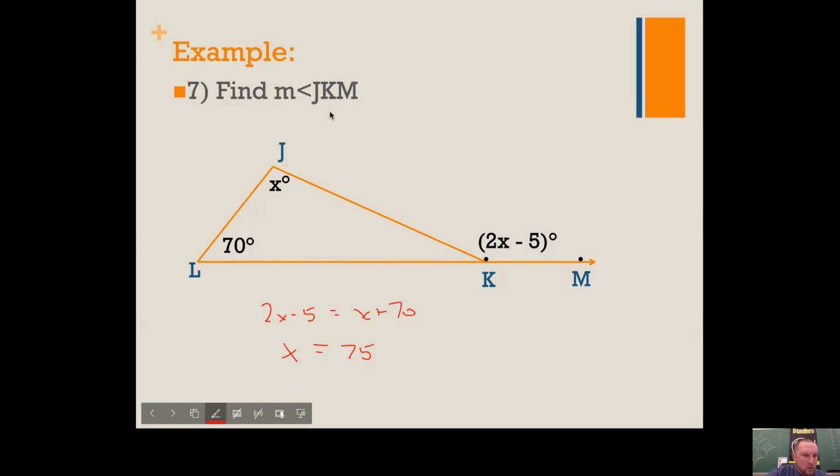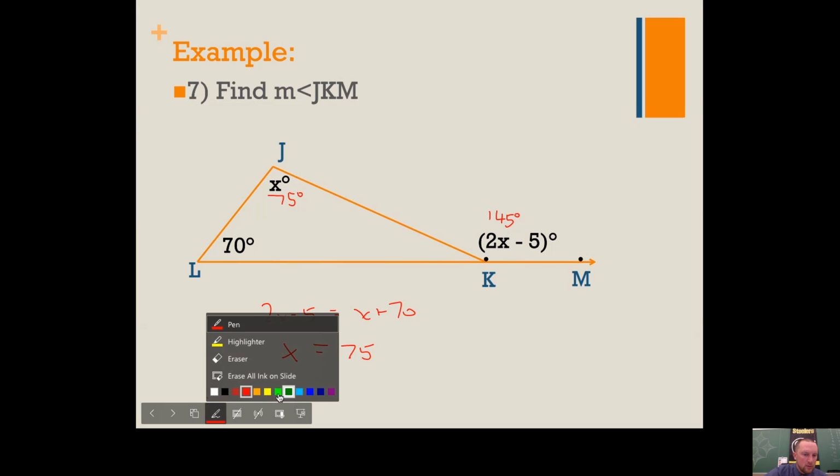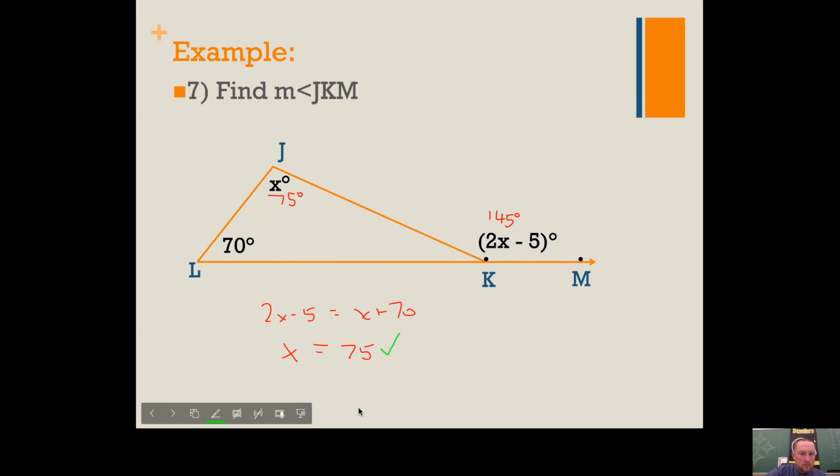Now that's not the measure of angle JKM. Angle JKM is this angle. So we need 2 times 75, which is 150. 150 minus 5 is 145. Now we know that x is 75. How do you know that you're right? 70 plus 75 is 145. So that checks out.